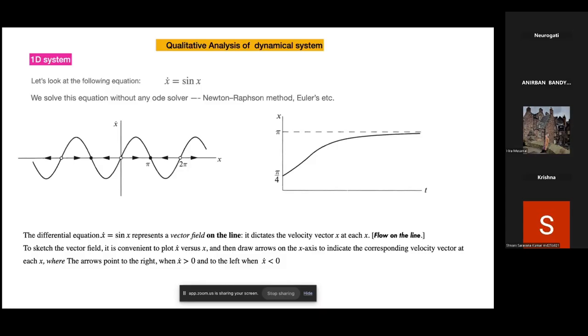By simply using numerical solvers, like ODE45 and ODE15 in MATLAB, and the inbuilt differential solvers in Python also. But without using those differential solvers, how can we understand differential equations and their solutions? We can do that by simply doing this qualitative analysis.